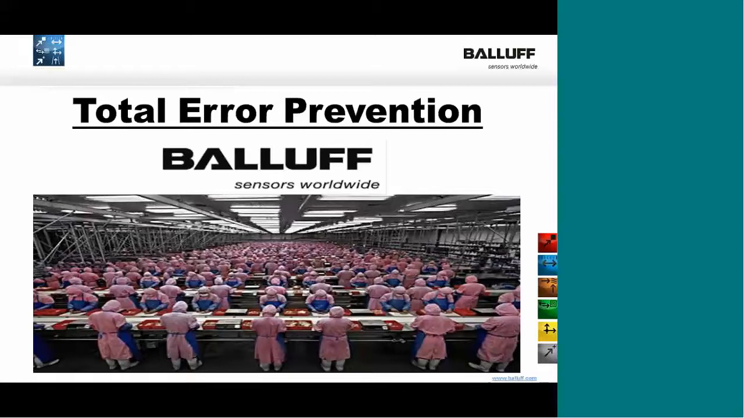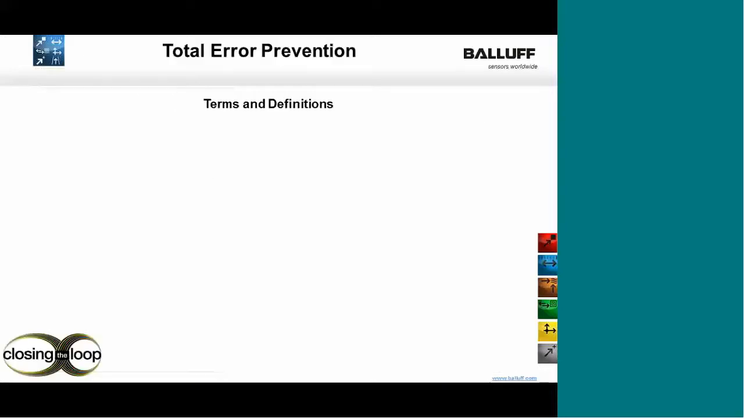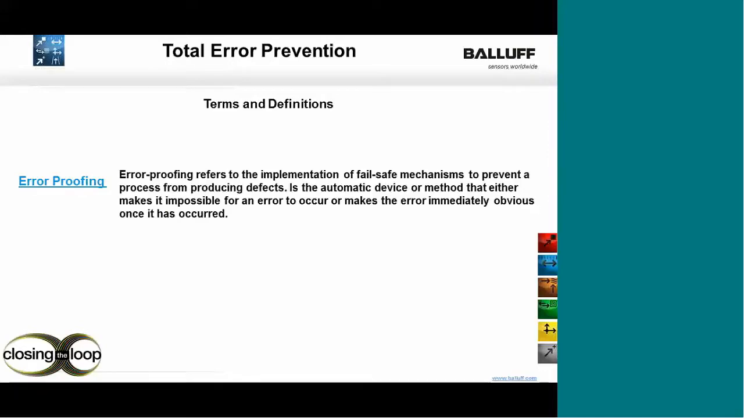Focus, actually, over the next 4 sessions, on total error-proof prevention and the different options that Balluff has. To get started, we're going to discuss a few terms and conditions that are commonly used in error-proofing environments. Error-proofing, if we look at that definition specifically, refers to the implementation of fail-safe mechanisms to prevent a process from producing defects.